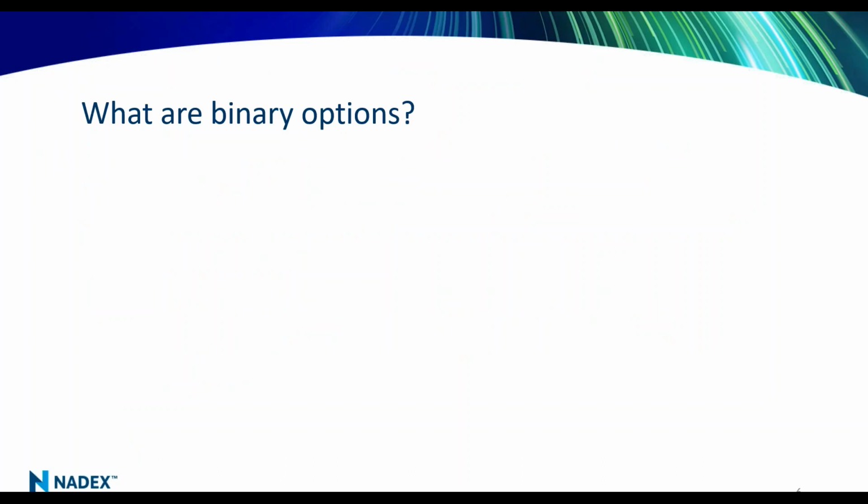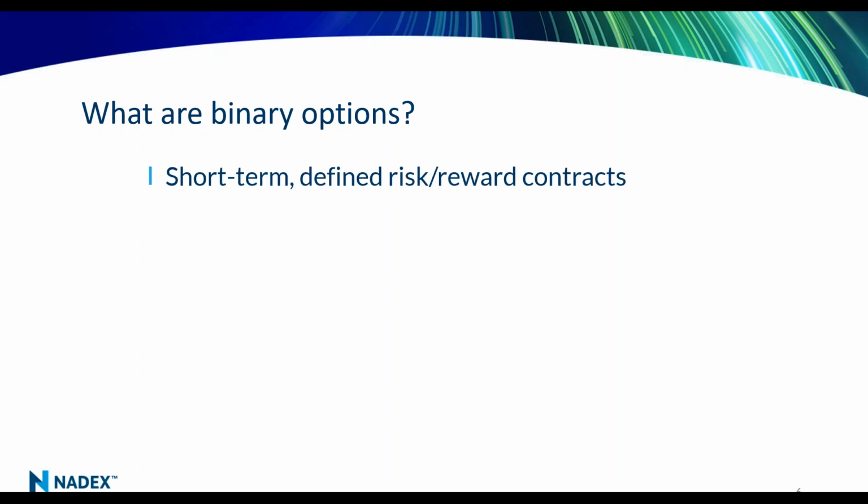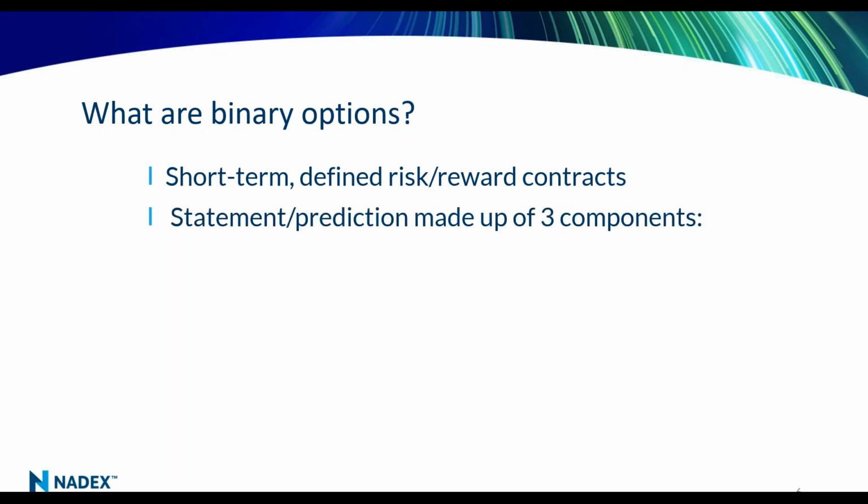Now let's talk a little bit about binary options before we go over to the platform, because binary options are different, right? They aren't a Delta One product. And when you're looking at a binary option, while you're trading what's going to happen with the price of an underlying, you're not trading the actual underlying price. So what is a binary option? It's a short-term defined risk-reward contract, and it's a prediction.